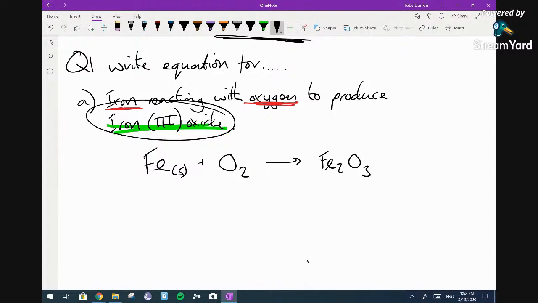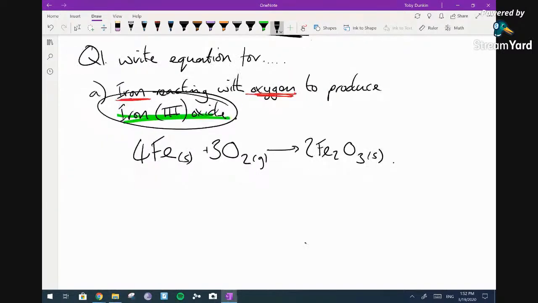Okay, so let's now balance it. The second step is to balance it. I'm going to need 4 of those, 3 of those, and 2 of those. That's the final product. It's nice to add state symbols again. Iron oxide, of course, being ionic, means it's going to be a solid. Okay, let's have a go at the next one.